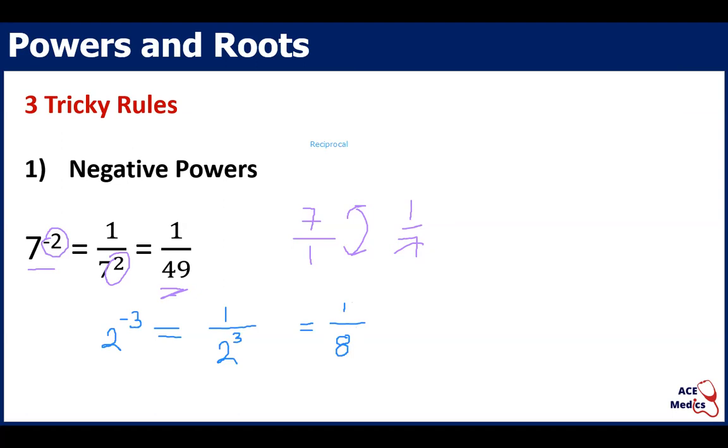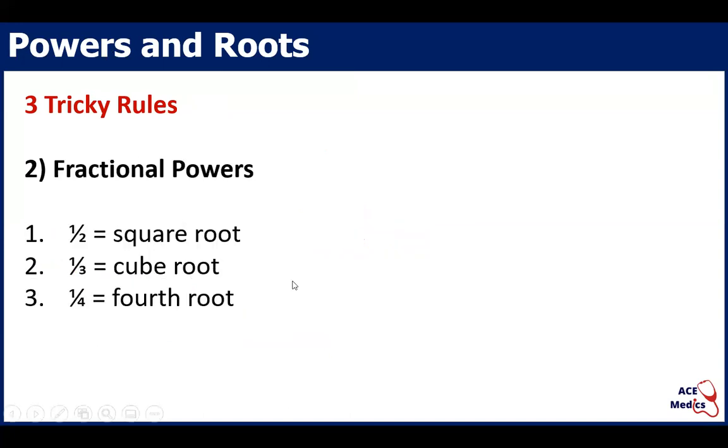I'll take that as a yes, unless you want to say otherwise. Cool. So that's our first tricky rule. The first tricky rule is if you have a negative indice or a negative power, flip it over, make it positive. Yeah? Brilliant. Okay. The second rule is fractional powers. So if we had something like 25 to the power of a half.